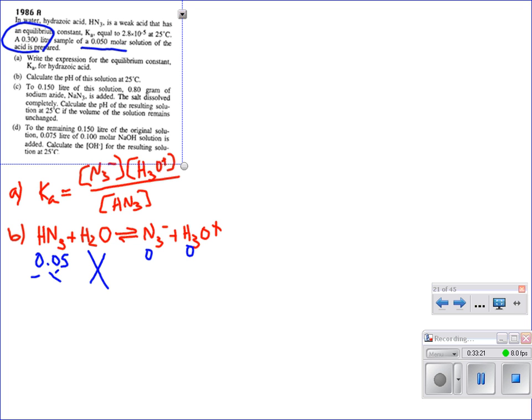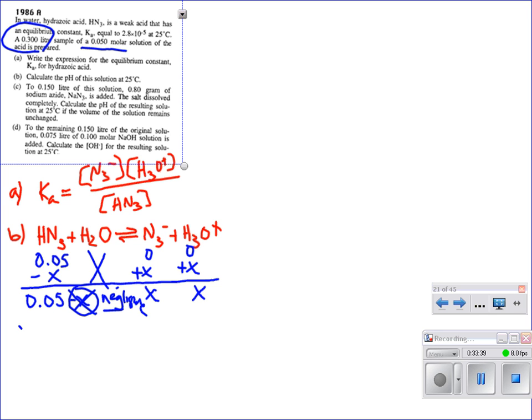0, 0, minus X, plus X, plus X, 0.05 minus X, X, and X, negligible. Okay, so we're going to plug into our expression and we get X squared over 0.05 is equal to the Ka of, looking above, 2.8 times 10 to the negative fifth.